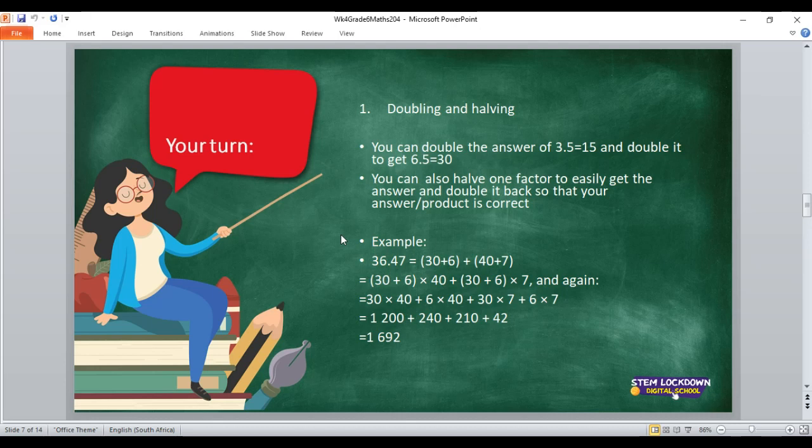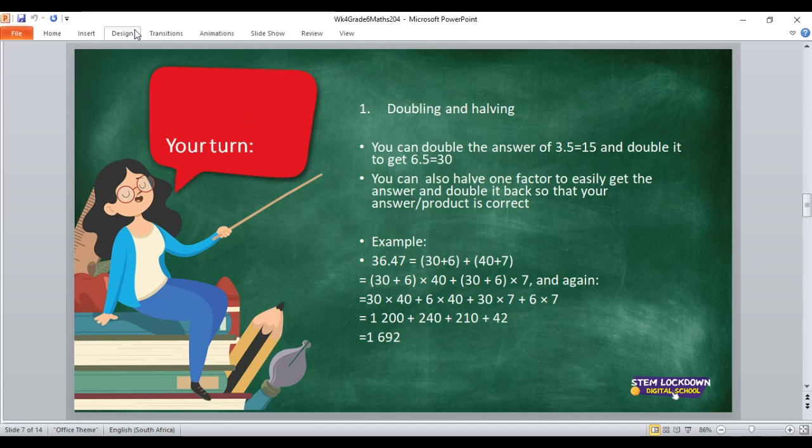You can also halve one factor to easily get the answer and double it back so that your answer, or rather the product, is correct. Let's look at the example below. In the example here we have 36 multiplied by 47. I think this is the example for the previous one. I thought I didn't write it, but here it is appearing now on this slide.